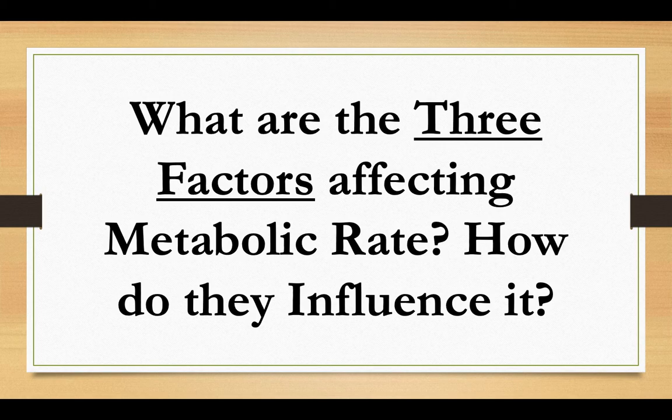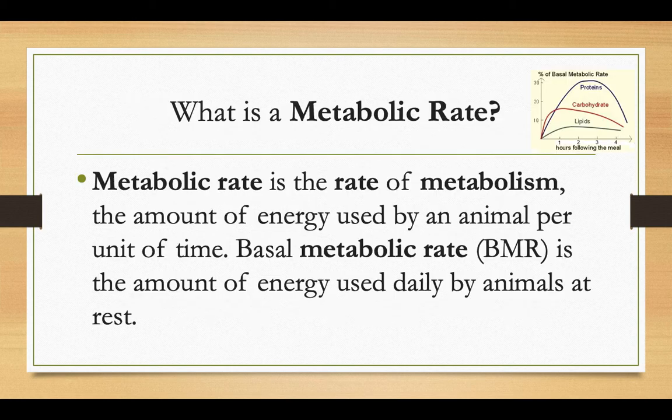Okay, so what are the three factors affecting metabolic rate? How do they influence it? First, let's talk about metabolic rate. What is metabolic rate? Metabolic rate is the rate of metabolism, the amount of energy used by an animal per unit of time. Basal metabolic rate is the amount of energy used by animals at rest.